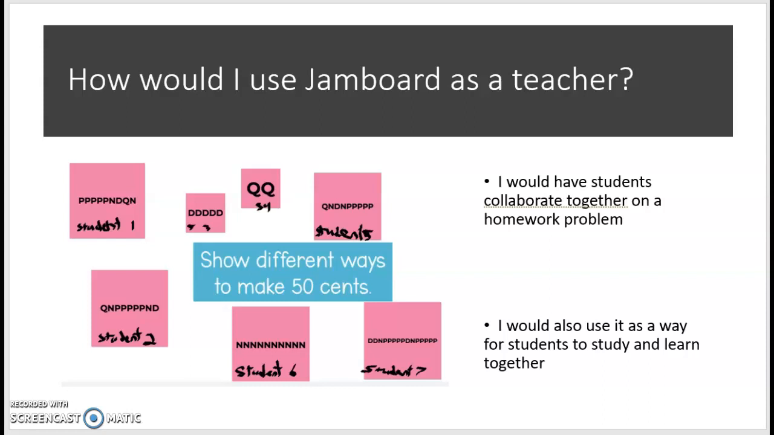One question I could put on the Jamboard would be, what were the contributing factors that led to the collapse of the Roman Republic? And then each student can put their own answers on the Jamboard for everyone to see. In this way, the students are able to bounce ideas off of each other and study together and learn and develop a greater understanding of the material.